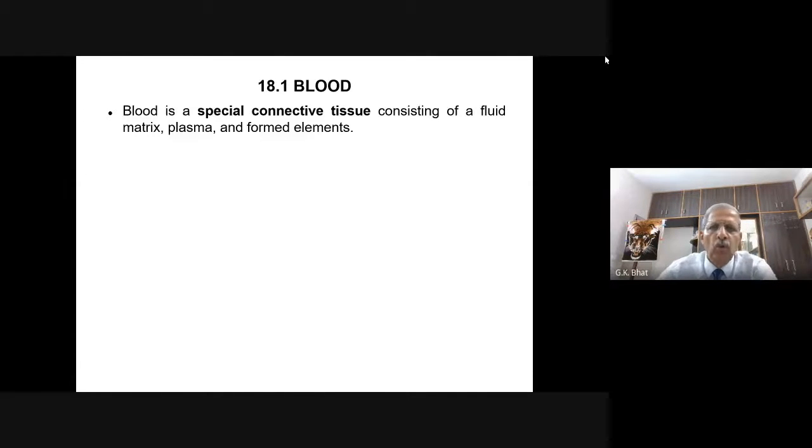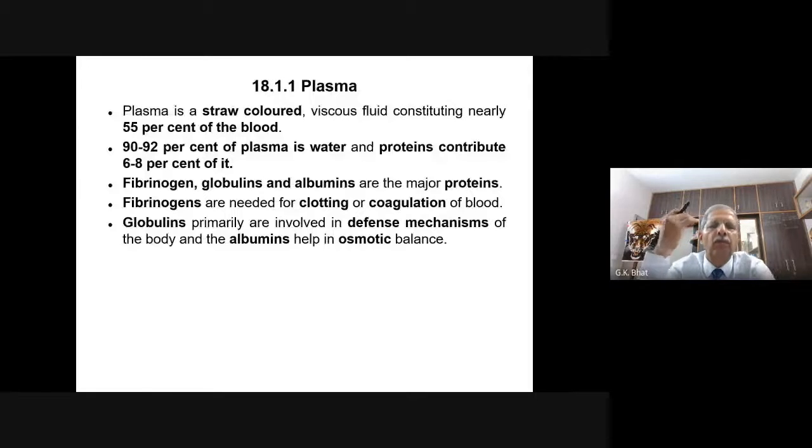One is what is called the fluid matrix, plasma. Another one is the formed elements. These are the two components of the blood. Plasma part, and embedded in the plasma, the formed elements. How much of the blood constitutes plasma? How much of the blood constitutes the formed elements? Let us start to look into the plasma.